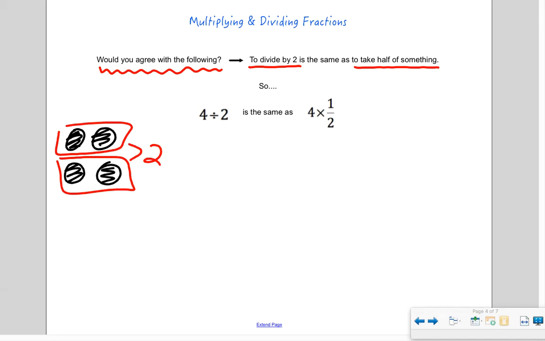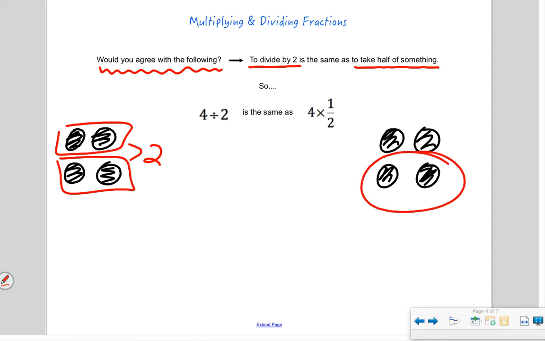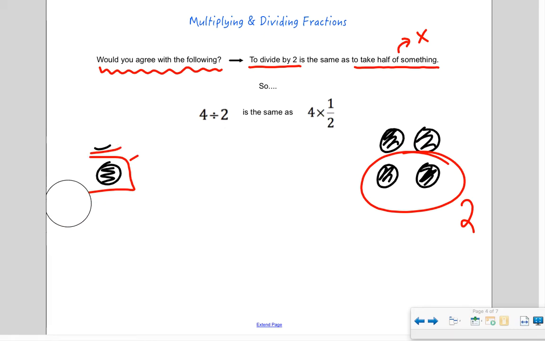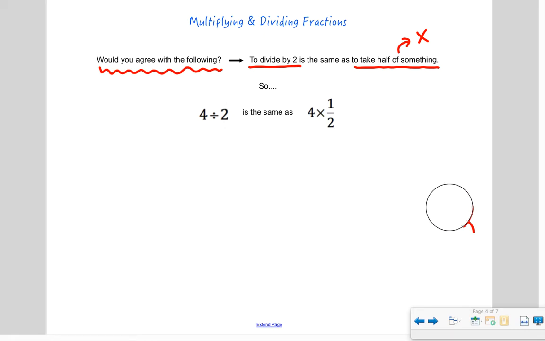What if I thought about it this way: I have 4 pizzas, like so, and I find a half of those 4 pizzas. What is half of this amount? Well, this is going to be half of that amount. And how much is it? It's 2. So hopefully you agree with my statement that to divide by 2 is the same as to take half of something. And remember we talked about of as kind of a synonym to multiply. So what is that going to look like with numbers instead of pictures? 4 divided by 2 is the same as 4 times a half.